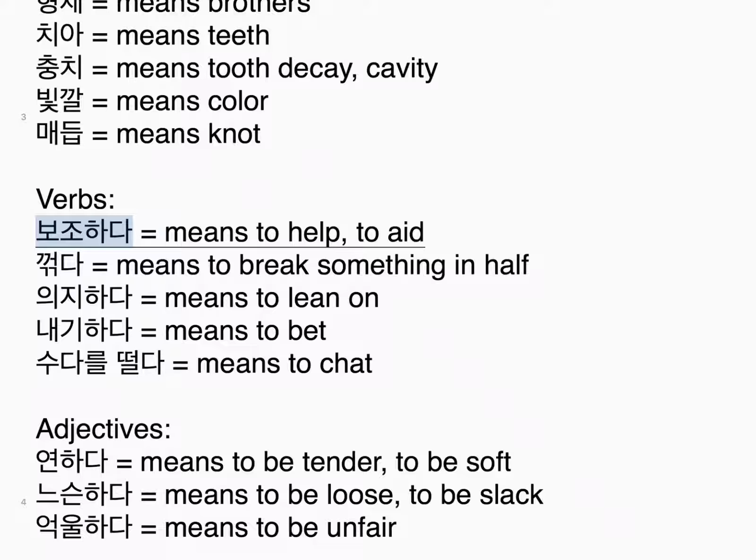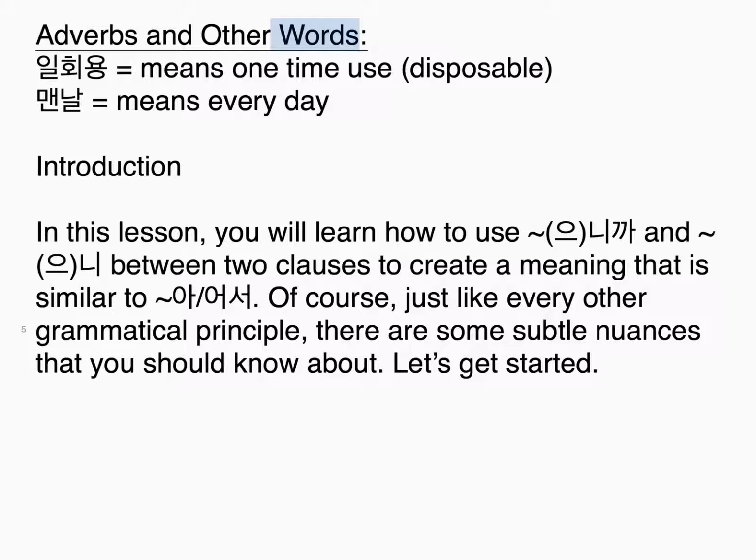Verbs. 보조하다 means to help, to aid. 꺾다 means to break something in half. 의지하다 means to lean on. 내기하다 means to bet. 수다를 떨다 means to chat. Adjectives. 연하다 means to be tender, to be soft. 느슨하다 means to be loose, to be slack. 억울하다 means to be unfair. Adverbs and other words. 일회용 means one-time use, disposable. 맨날 means every day.